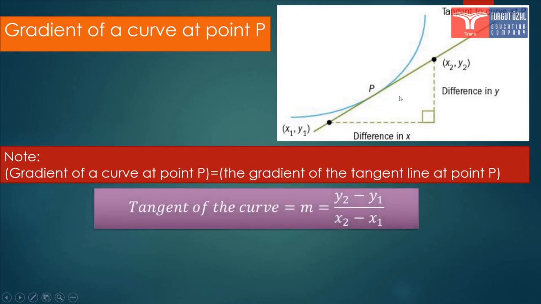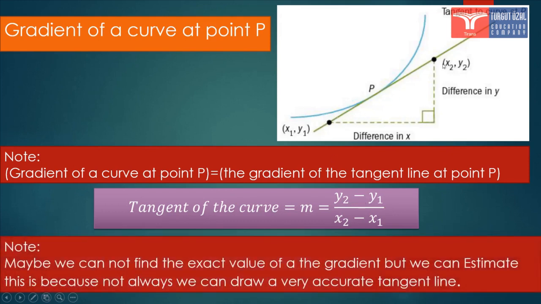For this, we just need to take any 2 points around point P, then find the gradient of the tangent, and it will be equal to the gradient of the curve at the point P. So we can say that the gradient of the curve is the same as the gradient of the tangent line if I take any 2 points like given in the figure.